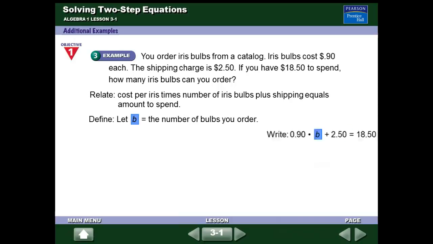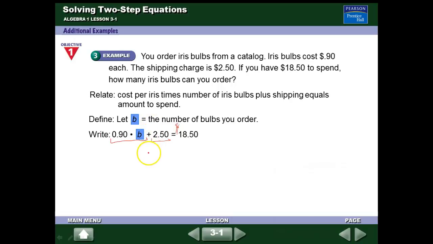So I know out of my $18.50, I got my little piggy bank, I have to keep out $2.50 for shipping. So I want to know, if they're 90 cents a piece, how many of these little flower bulbs can I buy? Well, here's my equation. I can solve for B to figure that out.